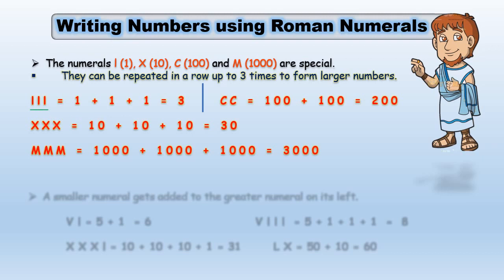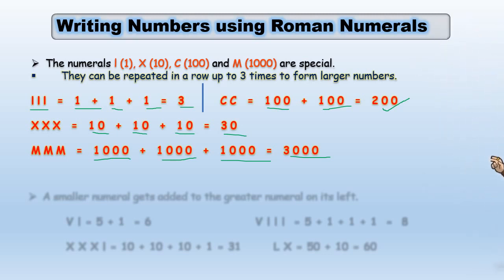3 times I means every time we are adding 1 plus 1 plus 1 is equal to what? 3. 2 times C means what is the value of C? 100. 2 times C means 100 plus 100, which is equal to 200. Yes. Now see 3 times X means 10 plus 10 plus 10. That is equal to 30. What is the value of M? 1000. So 3 times M means 1000 plus 1000 plus 1000, which is equal to 3000. This is clear to you all?